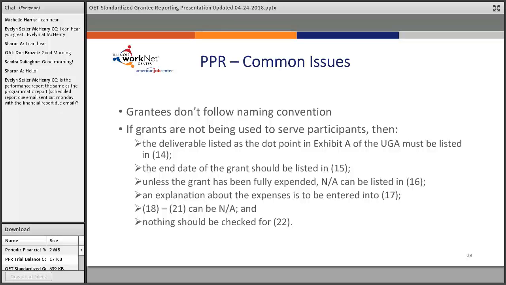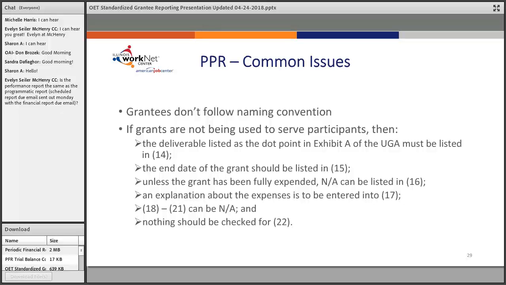These are some issues we see when we get the PPR reports in and they get sent back and asked to be corrected. The grantees don't follow the naming convention outlined in the report. If the grants are not being used to serve participants, then the deliverable listed as the dot point in Exhibit A of the Uniform Grant Agreement must be listed as number 14. The end date of the grant should be listed in 15.